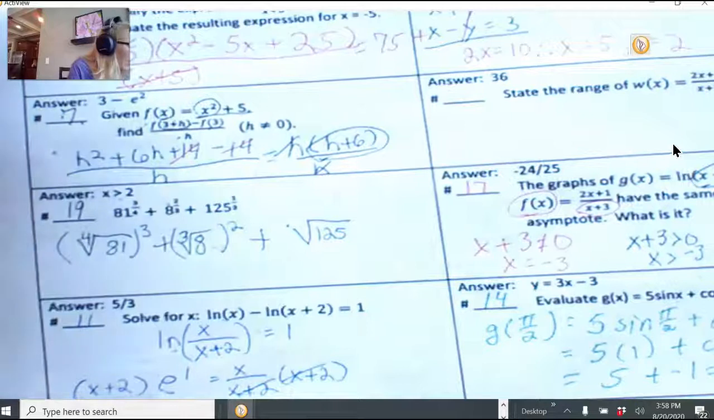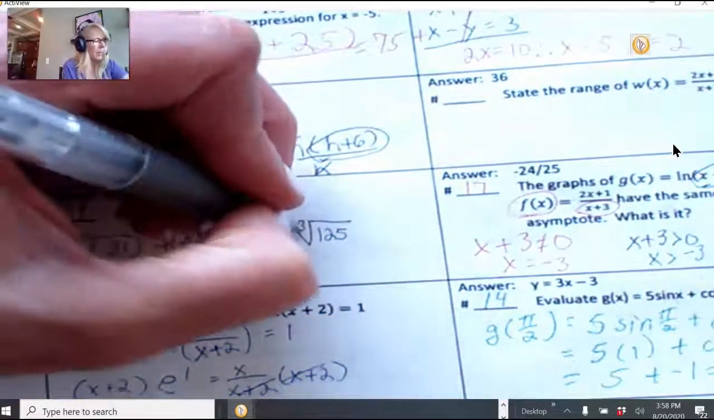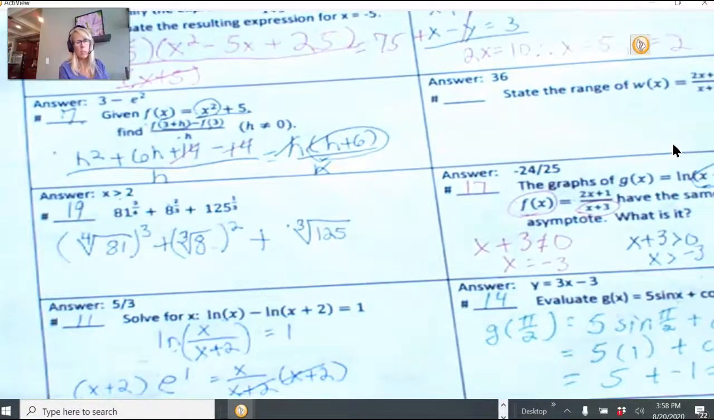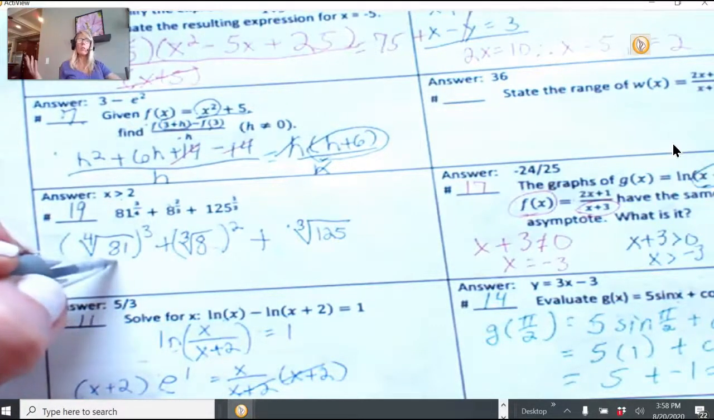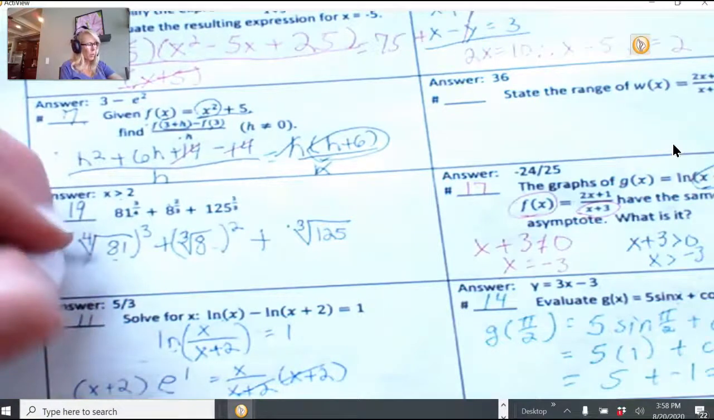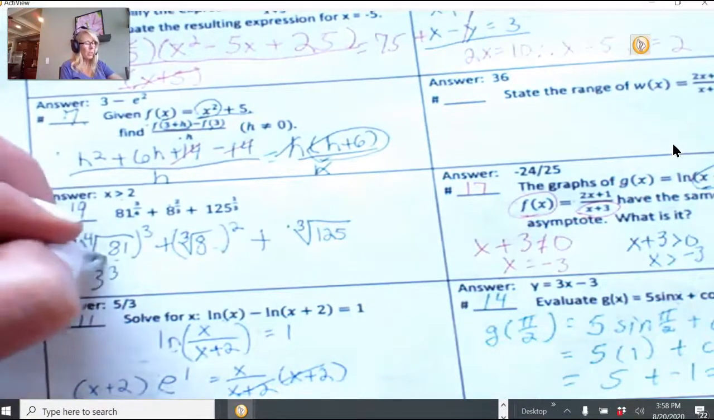What root is that? Cube? And it's not raised to any power. I mean, I could put to the 1st, but I don't need to. So the 4th root of 81, what number do you multiply together to itself 4 times and get 81? That'd be 3 times 3 times 3 times 3. 9 times 9, right? So the 4th root of 81 is 3, and then we cube it, 3 cubed.